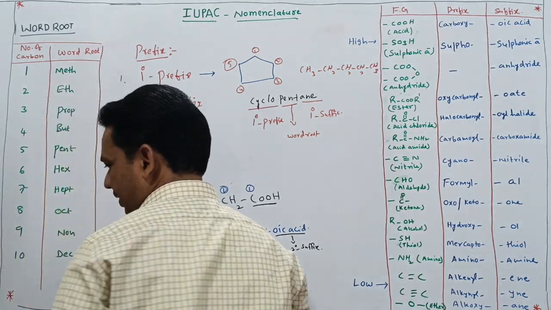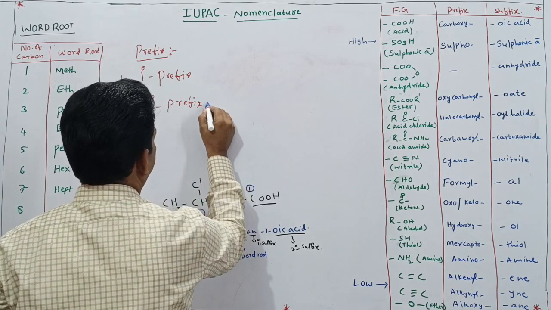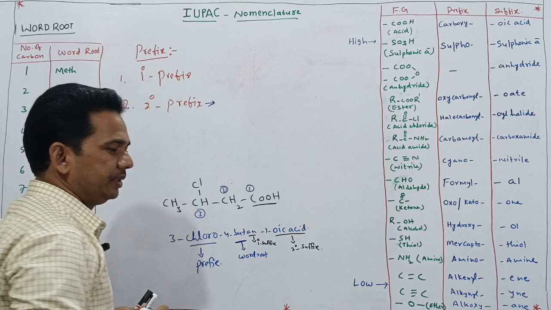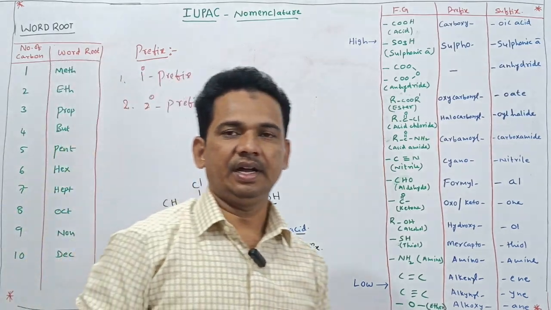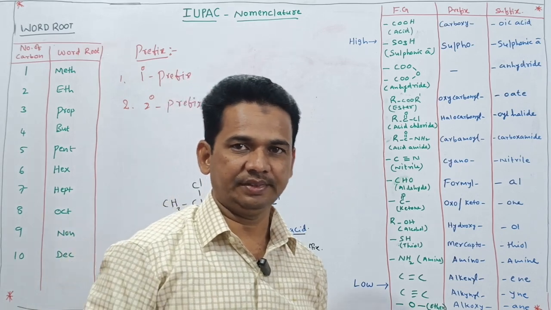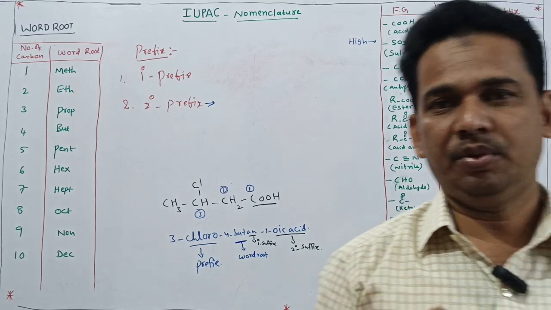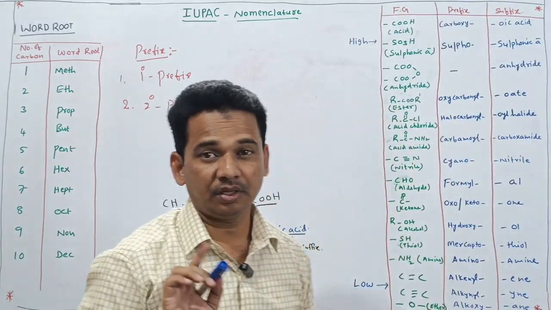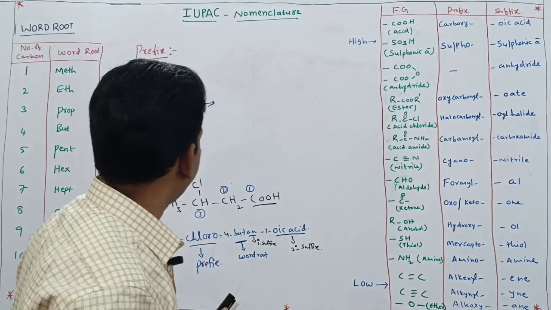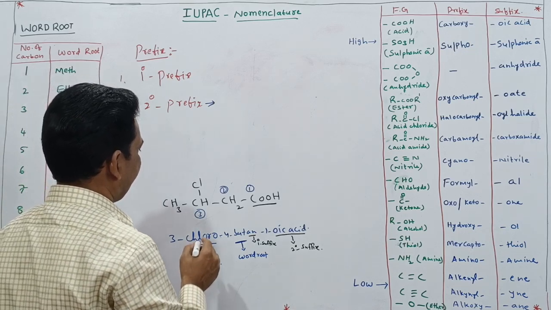Now let me go for the secondary prefix. This is the secondary prefix. The secondary prefix is always not the part of the compound. It is the substituent which is not the part of the compound. Remember that, not the part of the compound. That is very important. For example, here you can see the secondary prefix.